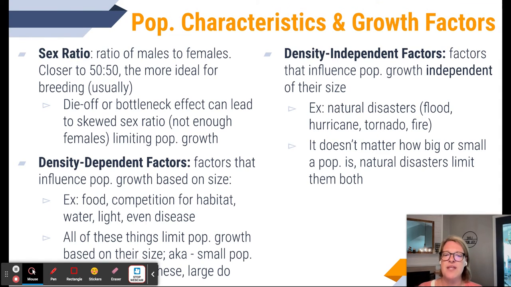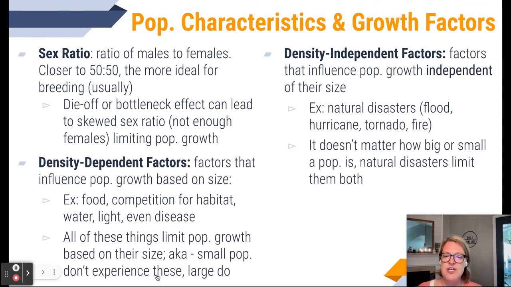It depends on the size of the population as to whether or not that area can be supported with that factor. Okay, all of these things will limit the population growth. So in other words, they all set a carrying capacity. All of these things set that carrying capacity for the population. Okay, small populations don't necessarily experience these density dependent factors, but large populations do.